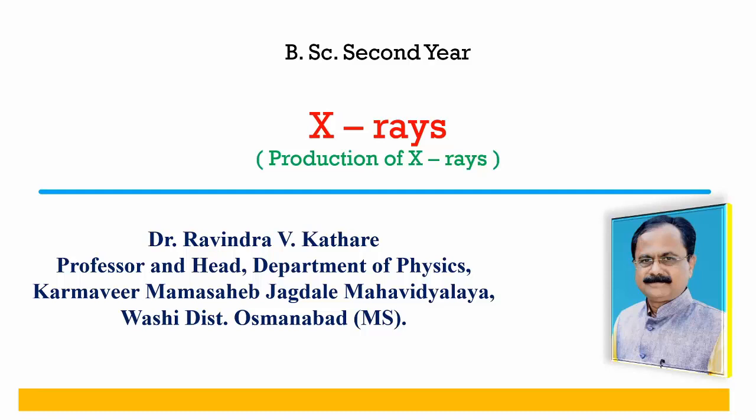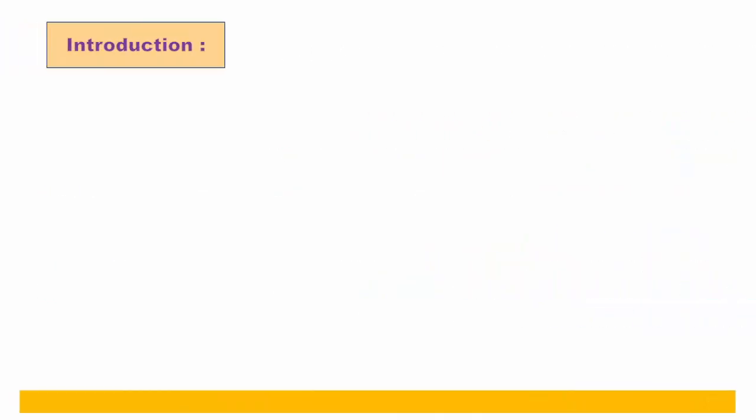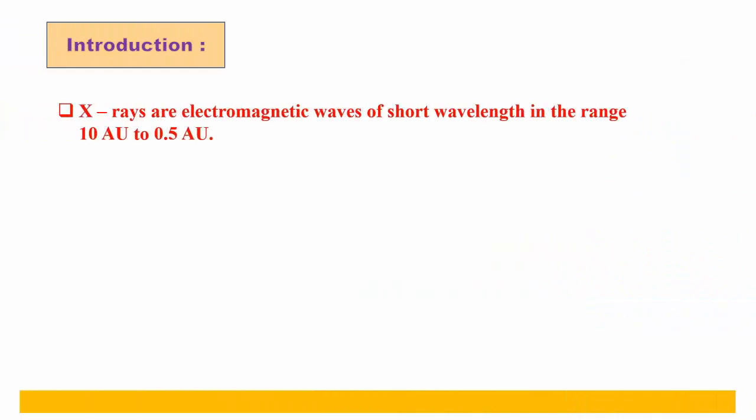Hello friends, in this video we are going to study the production of the X-rays and the properties of the X-rays. Before that, we will discuss the definition of the X-rays. The X-rays are the electromagnetic waves having short wavelength in the range of 10 angstrom unit to 0.5 angstrom unit.